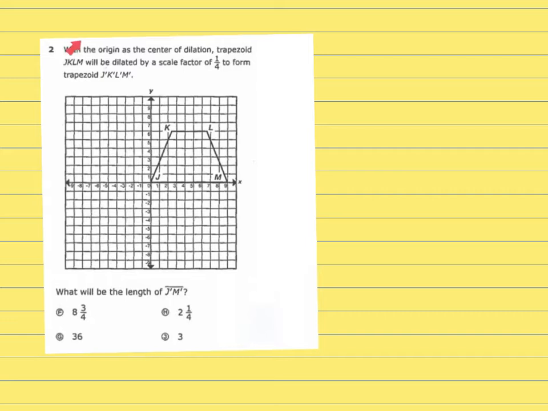Question number 2 says, with the origin as the center of dilation, trapezoid JKLM is dilated by a scale factor of 1/4 to form trapezoid JKLM prime. The first thing I know right now is that looking at the scale factor being a 1/4, that tells me for sure that the new image is going to get smaller, or it's going to shrink.